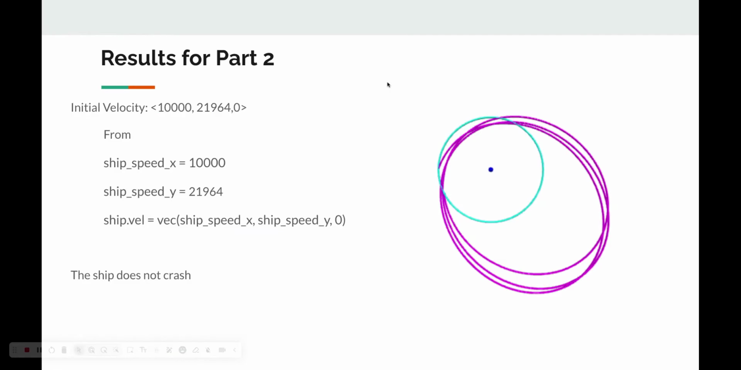The results for part 2 were that an initial velocity of 10,000, 21,964, 0 meters per second works, and it doesn't collide into the moon. As you can see on the right, the spacecraft goes around and around and around and oscillates in this motion without colliding into the moon or the planet at all.